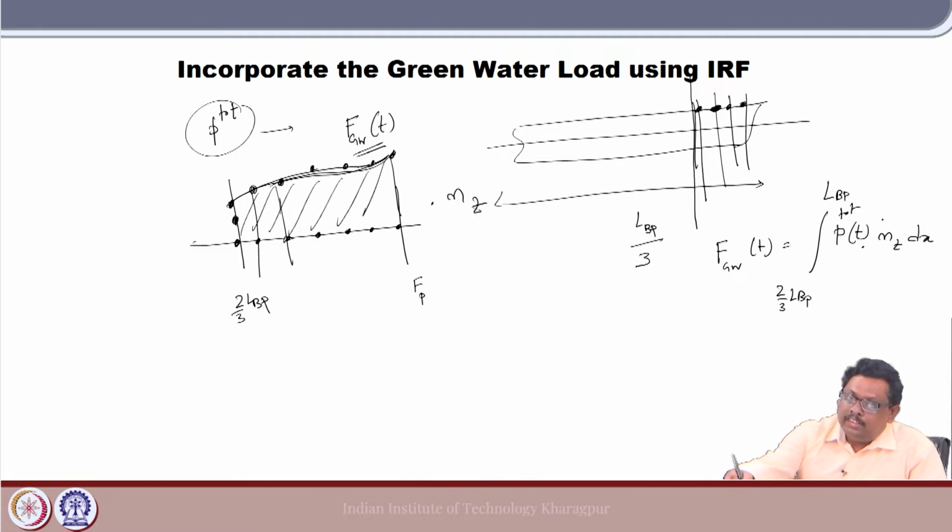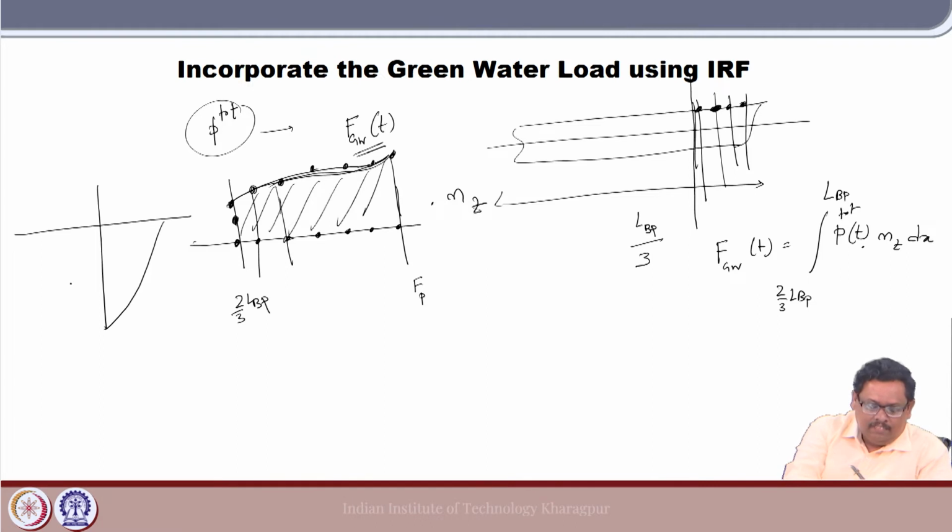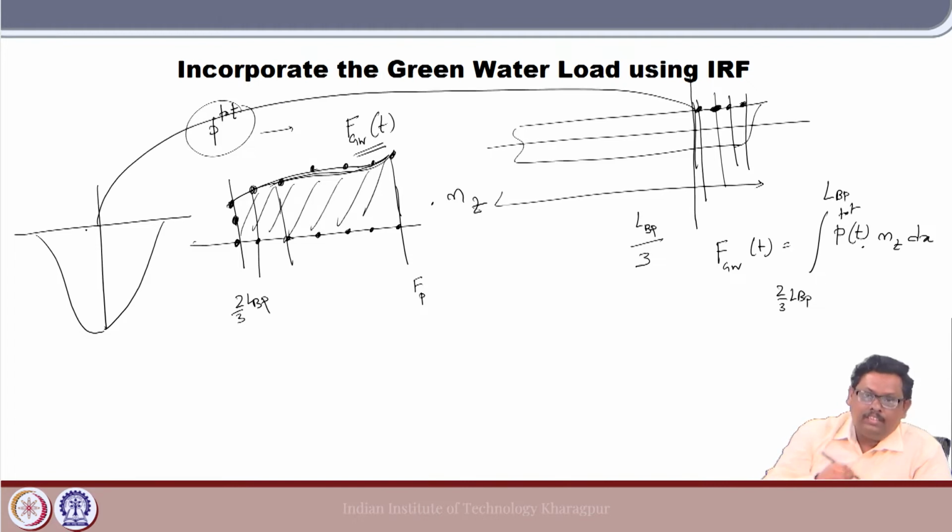Okay, I missed one thing here. Can you guess what I missed over here? Suppose this is my station. If you take a body plan view, I am talking about this station, right. If I take it in this plane, it should look like this. Here I only found the pressure at this point.